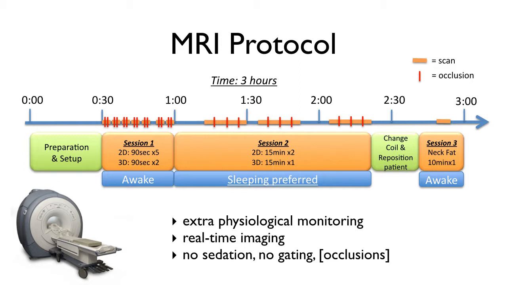We do fast imaging by using custom coils, which we have procured. We also have custom pulse sequences, which are the way that the magnetic pulses are transmitted and received. And we implement our own reconstruction and post-processing. And in doing this, we're able to image the airway in real time with no sedation, no gating, and occasionally we create some artificial occlusions by applying an inspiratory load.